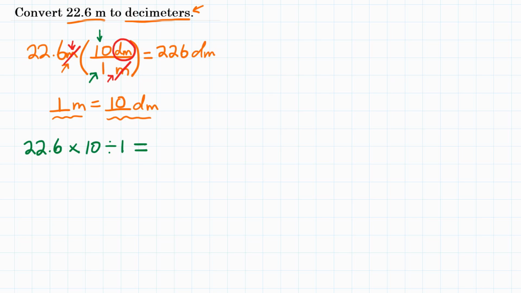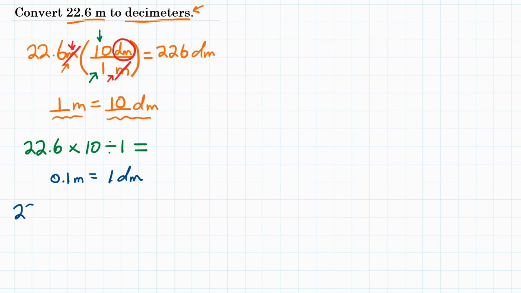We essentially just multiplied by 10. Now, that's not the only way to solve this problem. You could use any number of relationships between meters and decimeters. For instance, we could use a different relationship. We could use that 0.1 meters equals 1 decimeter. So let's do the math with that relationship and see how we would do that.